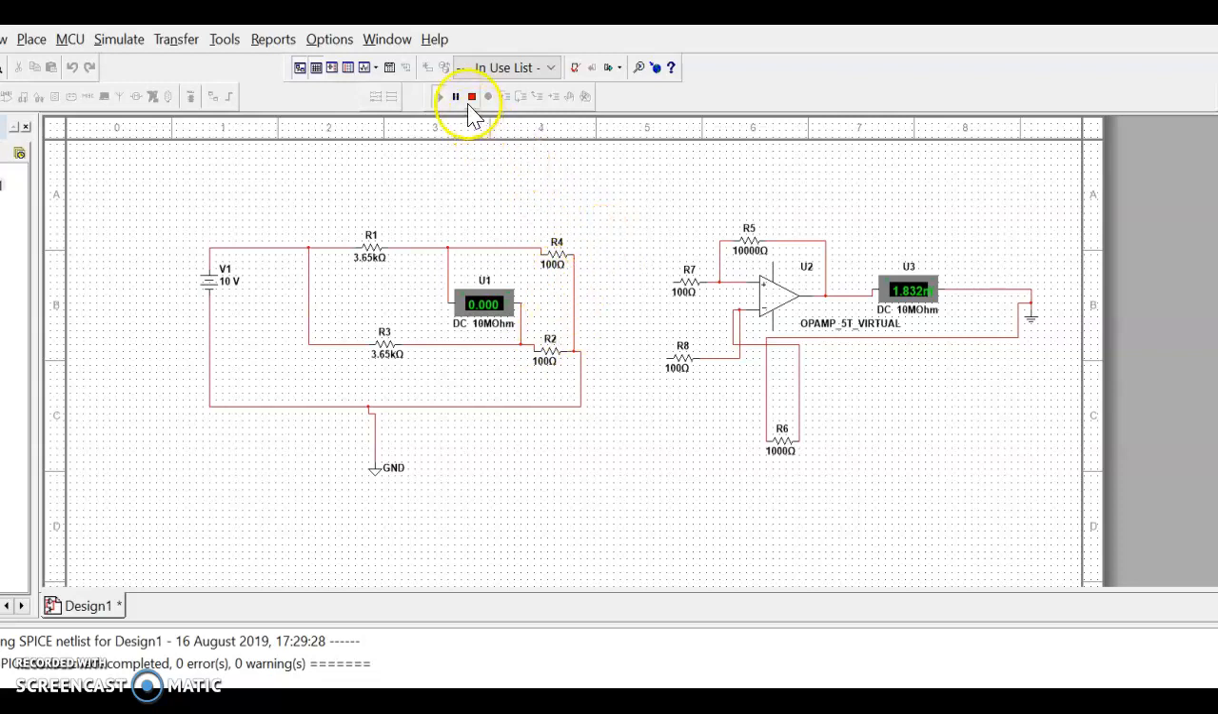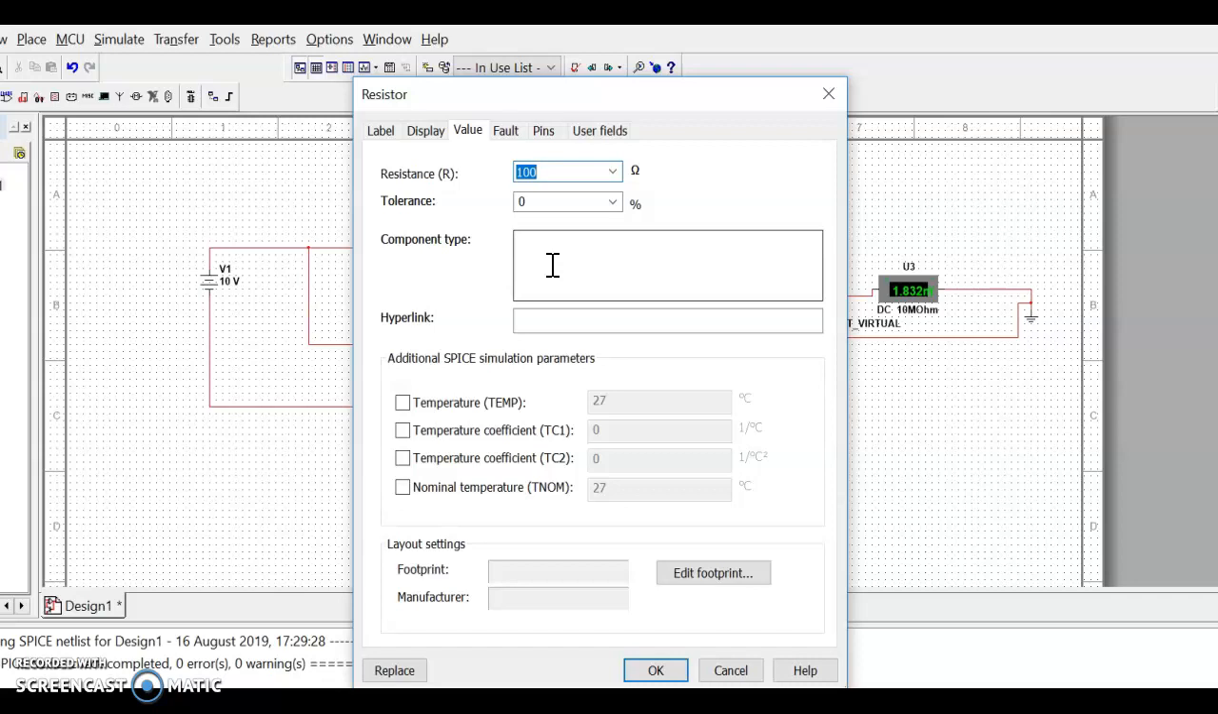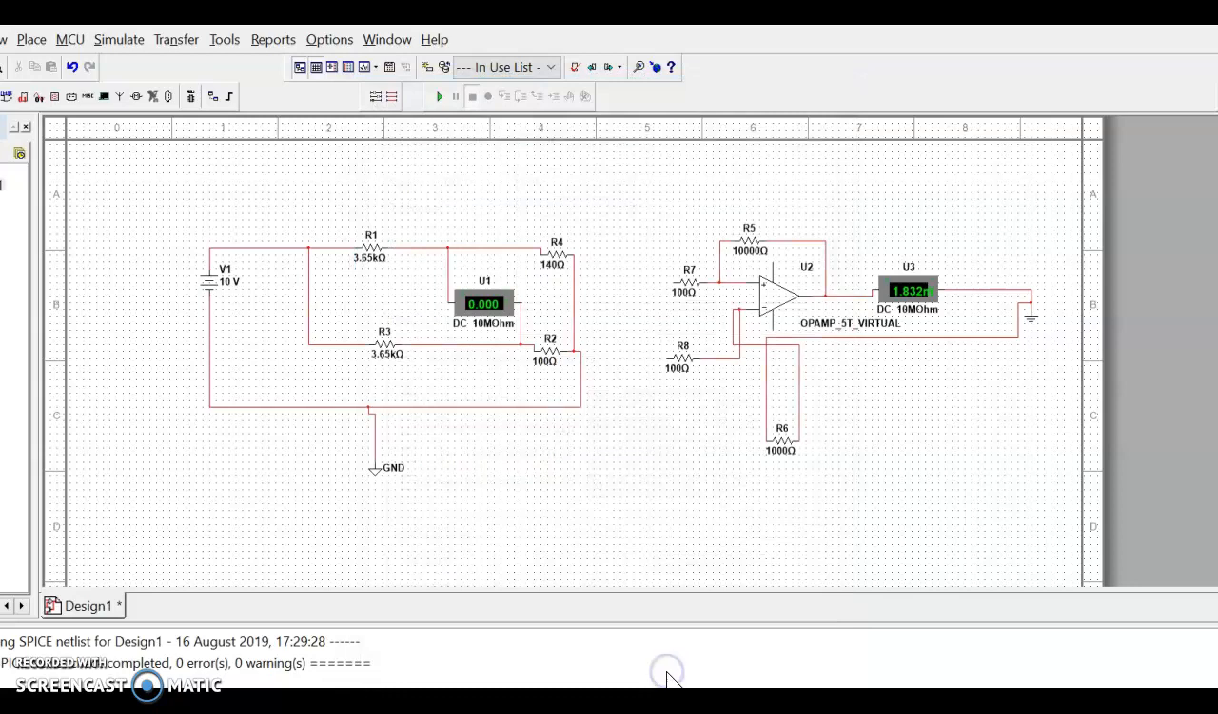So if we are to change the resistance to 140, run, you notice that our output is 0.1, which is the maximum output we are supposed to be having from the design specifications of the project.